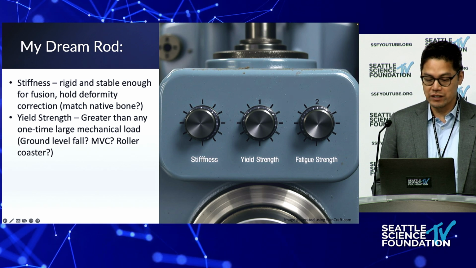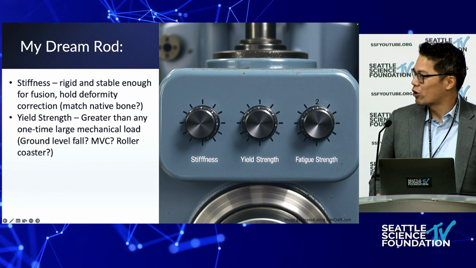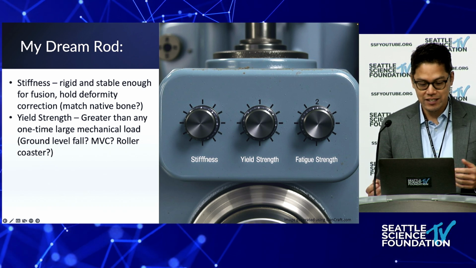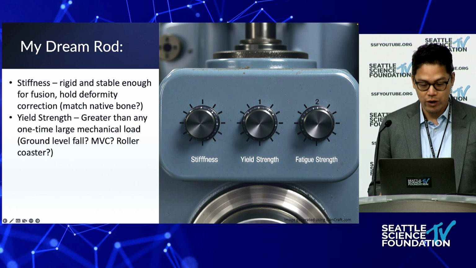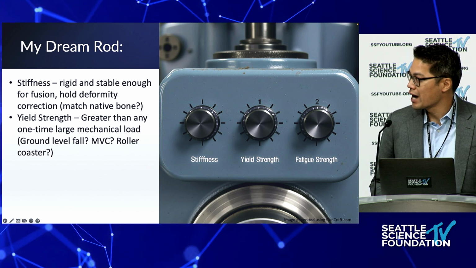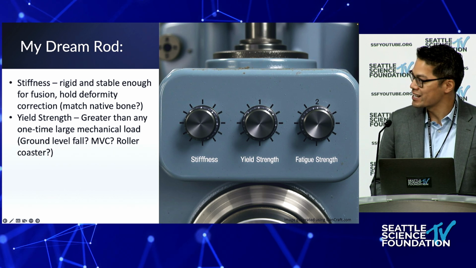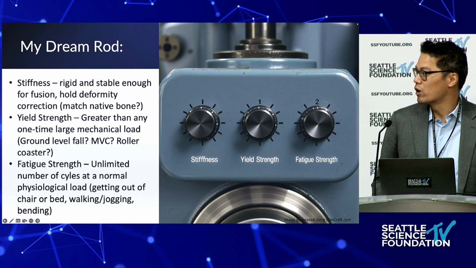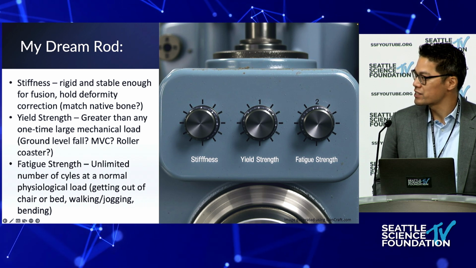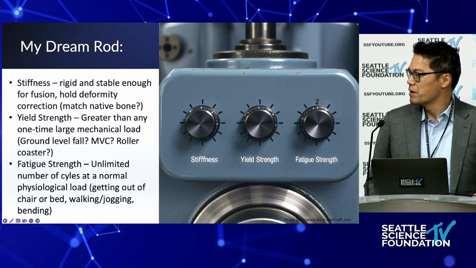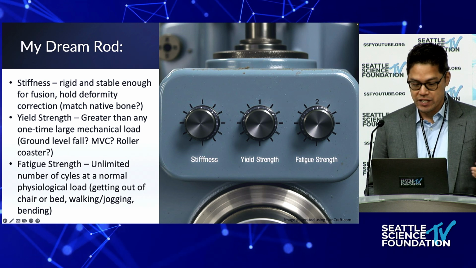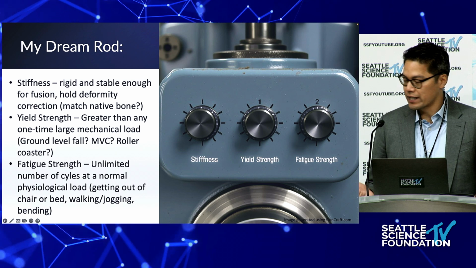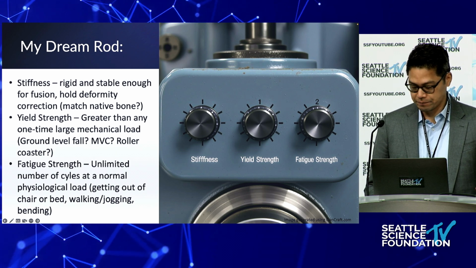For the yield strength, I would want this to be greater than any one-time large mechanical load for the patient. That might depend on the patient and their functional status. So I might want it to be able to resist a ground level fall, or perhaps a car accident, or perhaps even a roller coaster or skydiving or something. That would depend on what the patient's doing. And then for the fatigue strength, I would want a rod that has an unlimited number of cycles at a normal physiological load, so it would be able to resist the day-to-day cycles for the patient, for example, getting out of a chair or a bed, walking, jogging, bending.